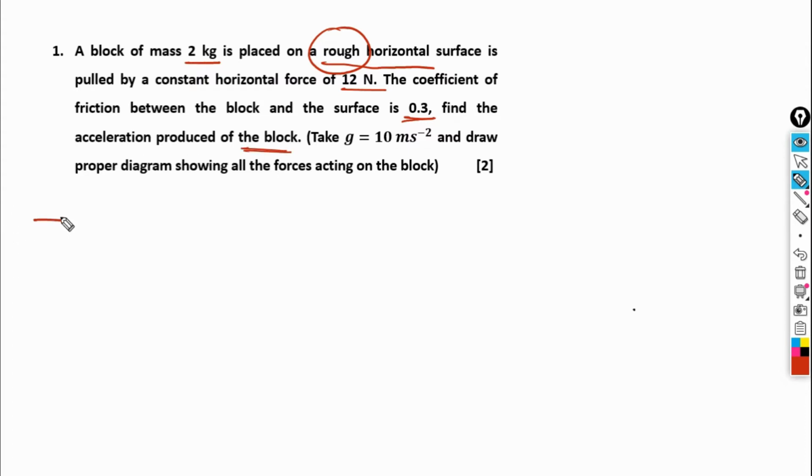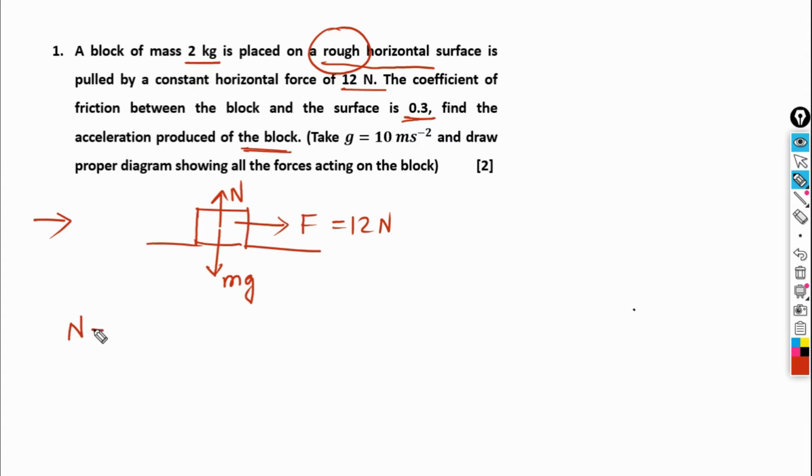So how to solve this kind of problem? First of all, draw a simple diagram. This is a block, force is applied in this direction. How much force? 12 Newton. Here mg will act in the downward direction, normal reaction will act in the upward direction. There is no movement along the y axis, so N equals mg.